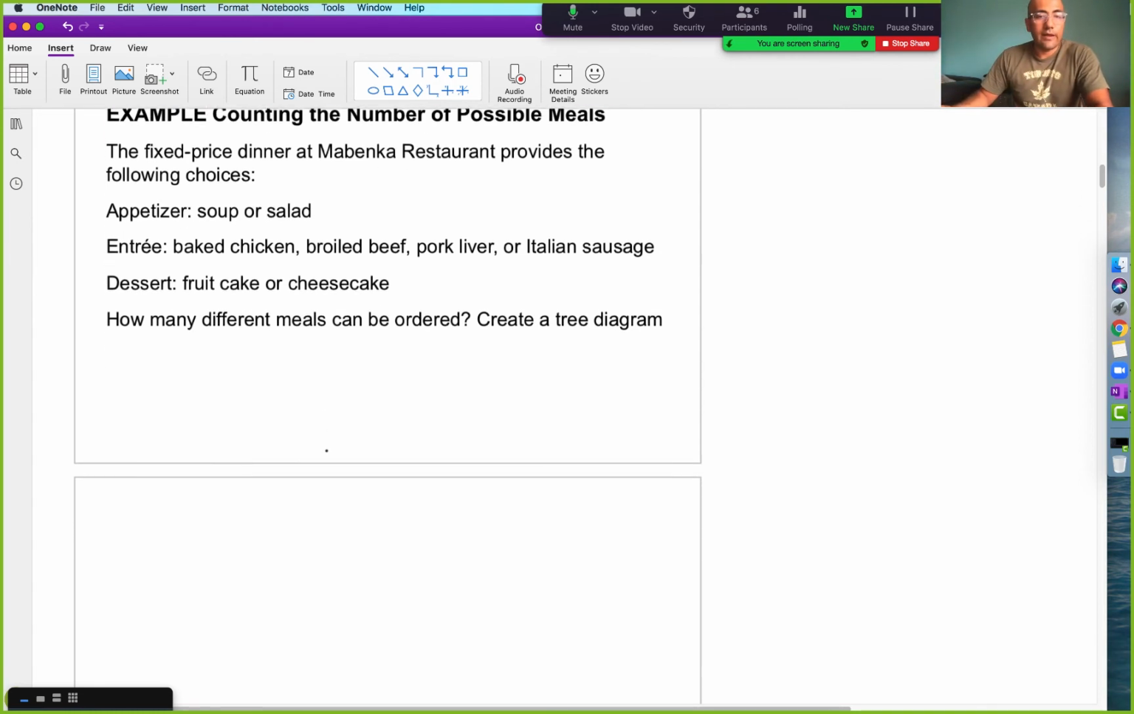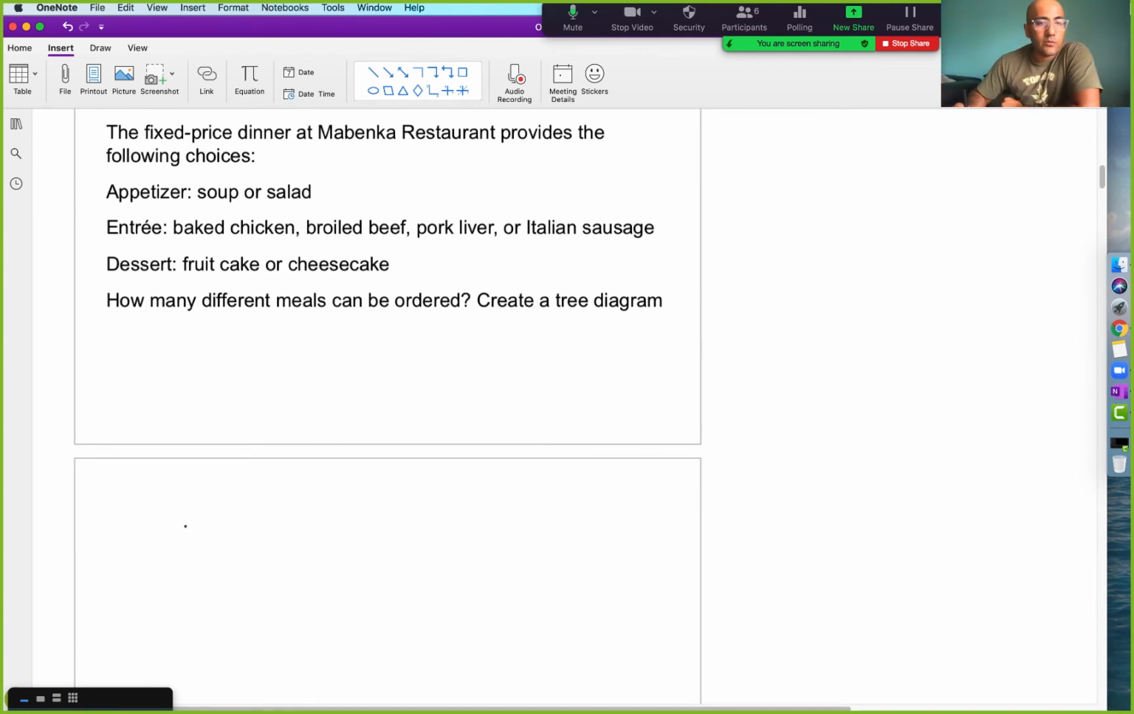So a tree diagram is something like this, right? We have our first choice, and we have our soup, or we have our salad. This is choice number 1.